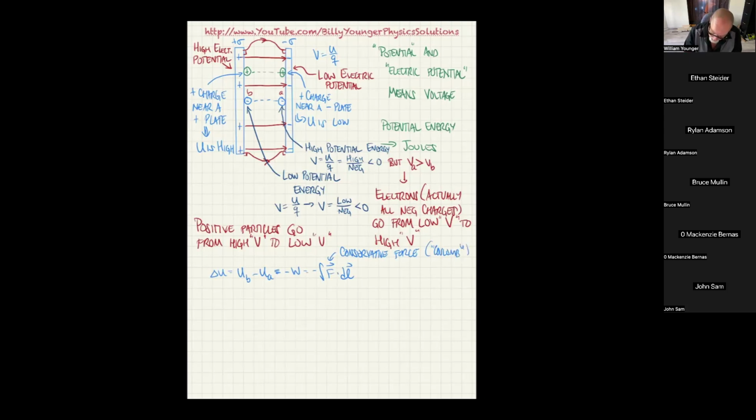So that's one of the equations that we have, but it's not that relevant because that's something we already knew ostensibly from chapter 7 and/or 8. But now there's another one that says delta V, which equals VB minus VA, is equal to negative W over Q, which equals the negative integral of E dot dl.